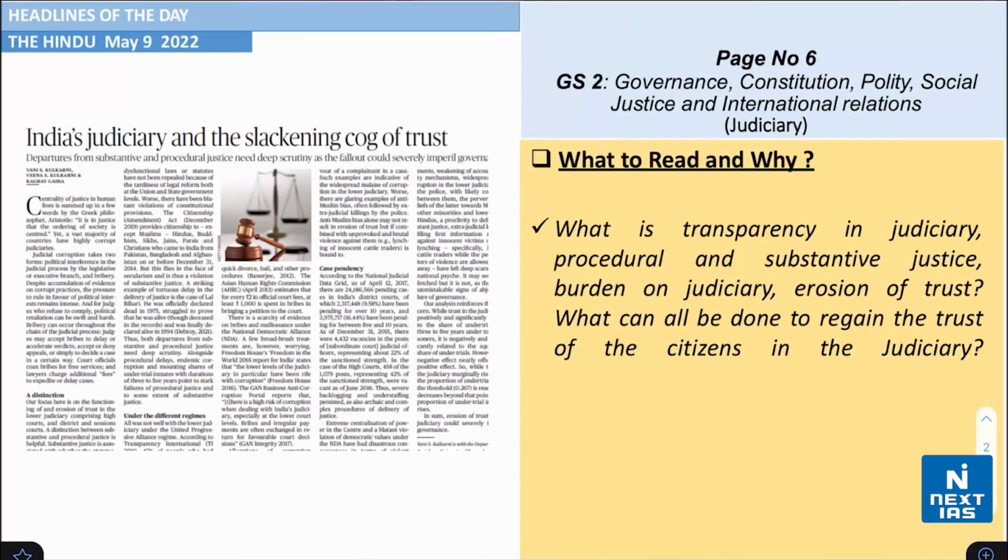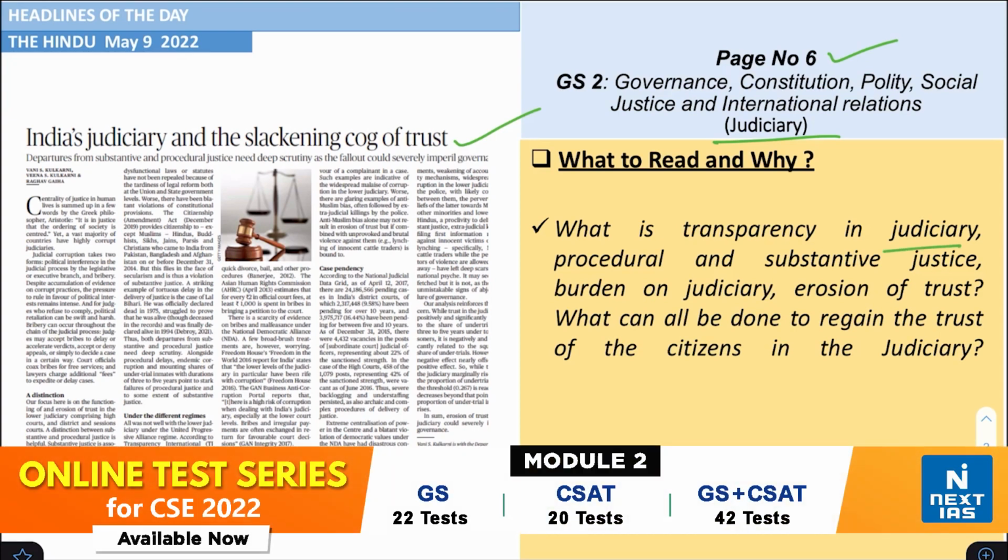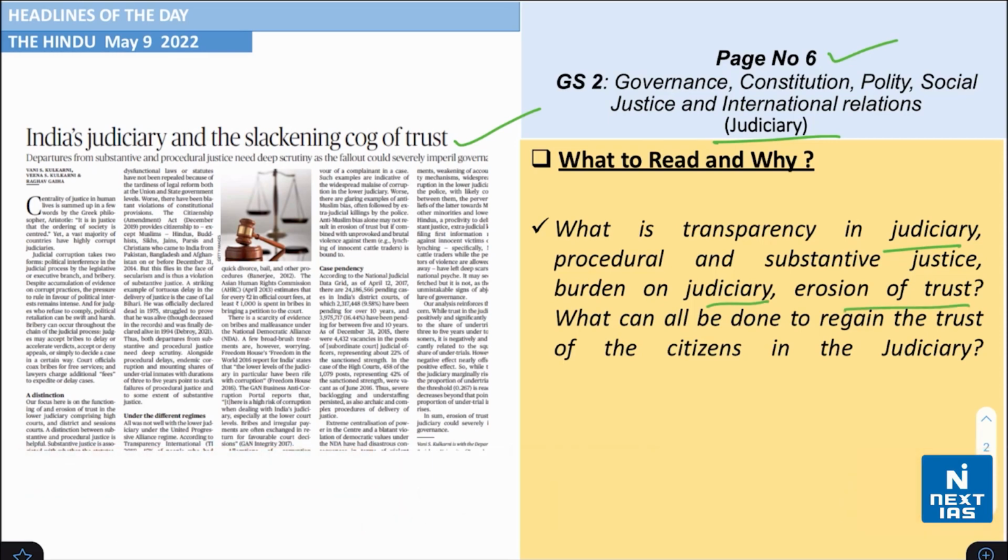Next, take a look at page number 6 again from the topic of judiciary. You find this headline which says India's judiciary and the slackening cog of trust. Now, understand what is transparency in judiciary, procedural and substantive justice, burden on judiciary, also the erosion of trust. Also, understand what can all be done to regain the trust of the citizens in the judiciary system.